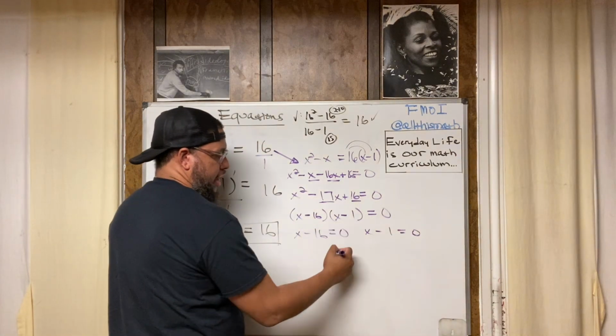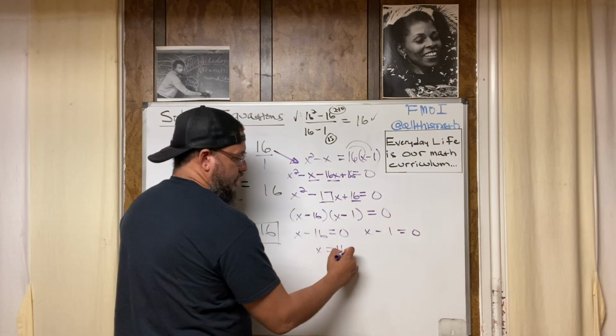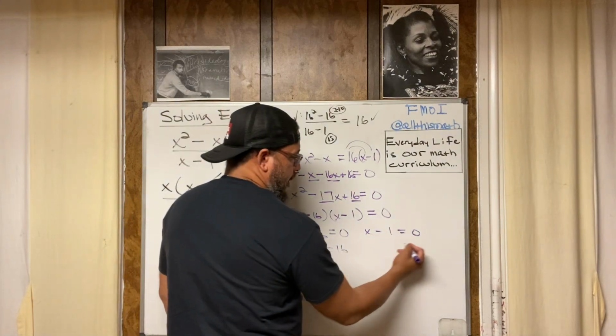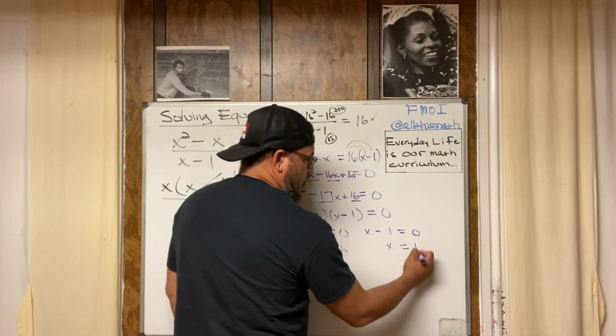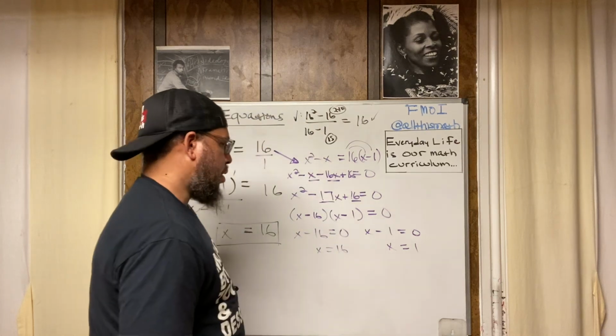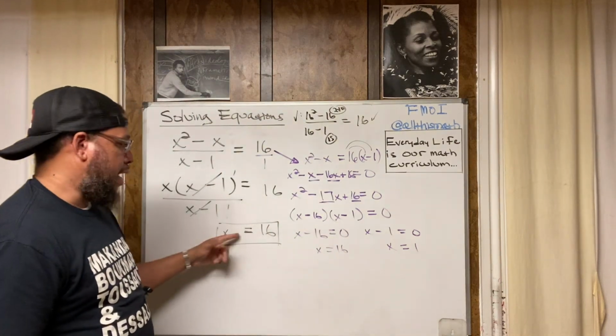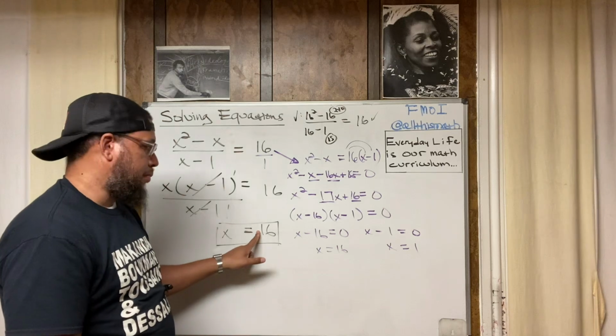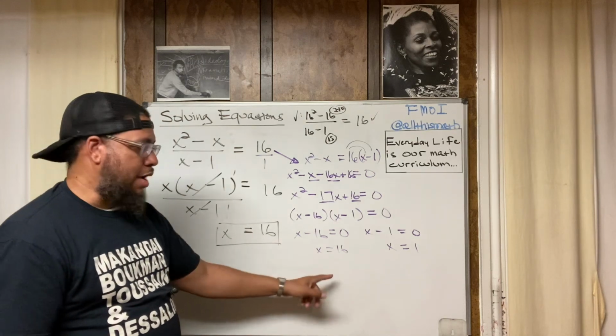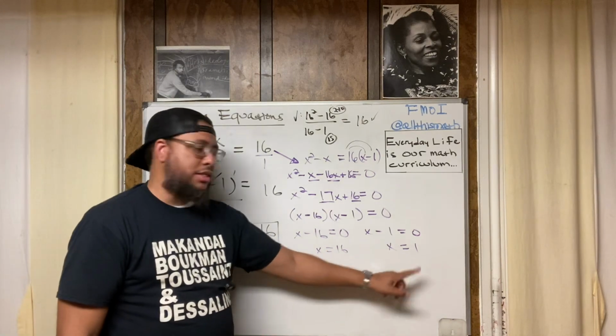Add 16 on the left, add 16 on the right. So I got x equals 16. Then over here, add 1 on the left, add 1 on the right. So I got x equals 1. Now notice something. When we did it the first way, we got positive 16. That was our only solution. But now I got 2 solutions. I got positive 16 and I got positive 1.